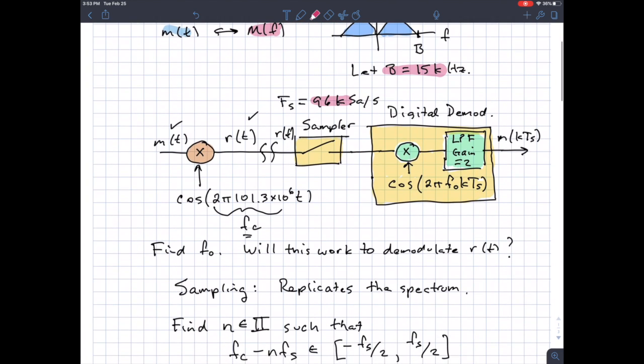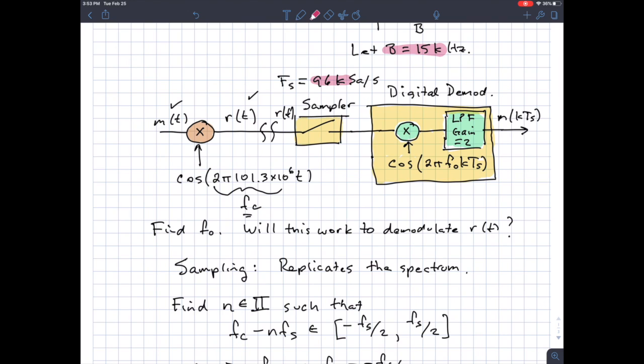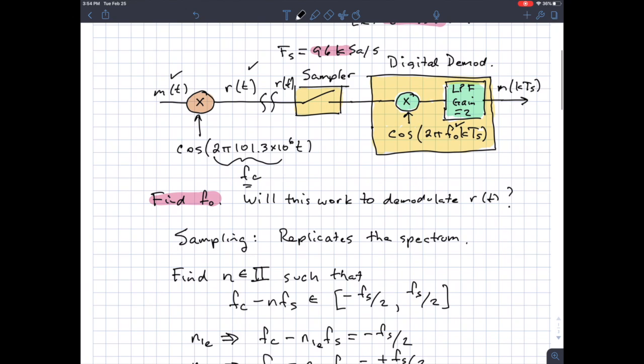From there, we're going to do digital demodulation. So what is the frequency f naught? Find f naught. Which frequency should we use for digital demodulation? And will it actually work? It turns out there are certain combinations of FC, FS, and F naught that will work, and the question is, is this one of those? We're also trying to answer that question.